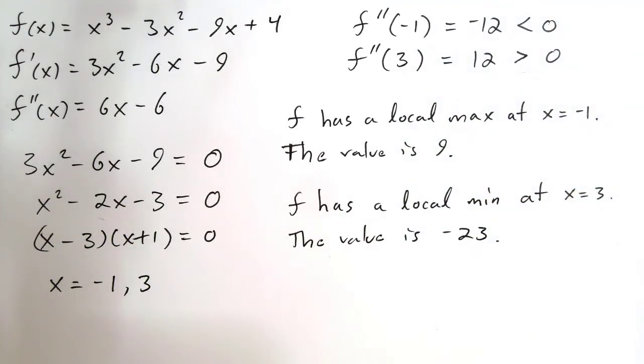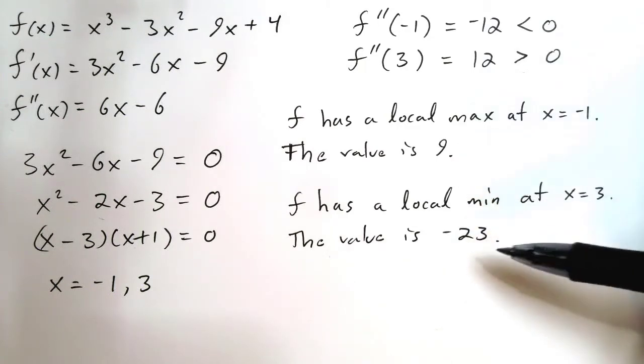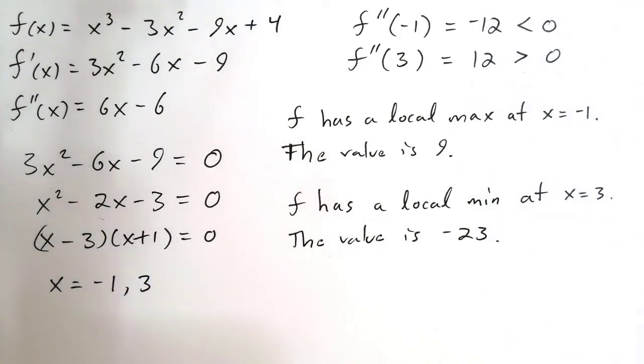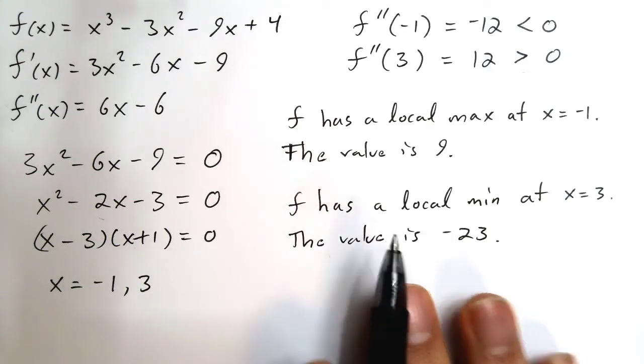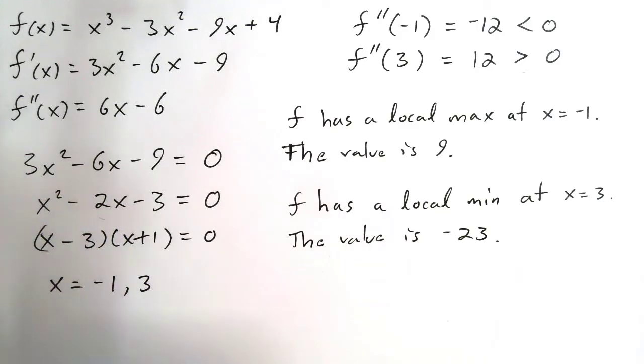So very quickly, using the second derivative test, we can find where the local maxes and mins are and what their values are. And I think if you compare this to the video that we did with using the first derivative test, you'll agree that this is a lot quicker. They both work, but this one is, in my opinion, the preferred method.